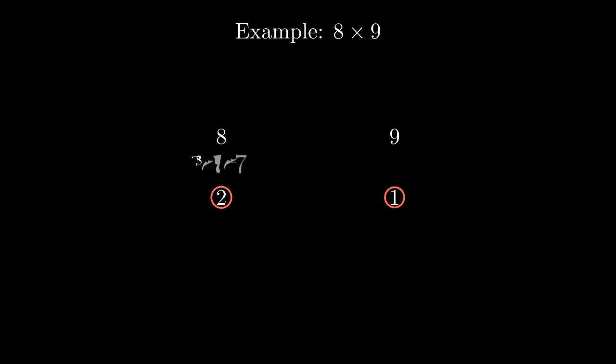That gives us 7. This is the first digit of our answer. And finally, step 3. Multiply the circled numbers. 2 times 1 is 2. That's our last digit. So, 8 times 9 is 72. You're getting the hang of this. This is great for single-digit numbers. But you might be thinking, what about bigger numbers? This is where the method goes from a cool party trick to a seriously powerful tool.